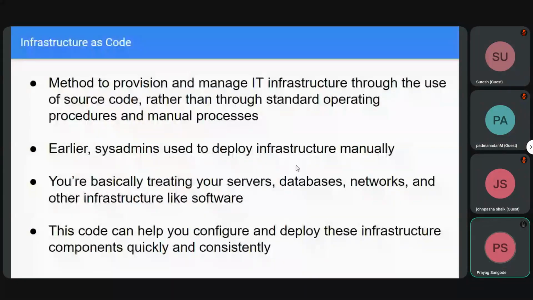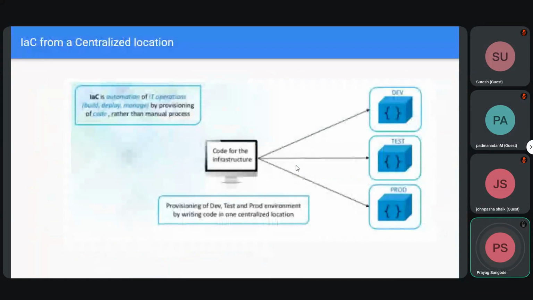Earlier we used to deploy everything manually, but nowadays it is recommended that even the infrastructure provisioning and all should be done using code. This also saves time, and improves the efficiency of the resources, that is human resources. Generally in infrastructure as code, a centralized system will provision multiple resources for various environments. Automation of IT operations, that is build, deploy and manage, by provisioning of code rather than manual process, that is infrastructure as code.